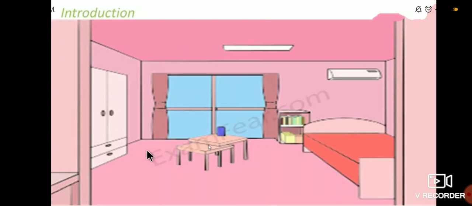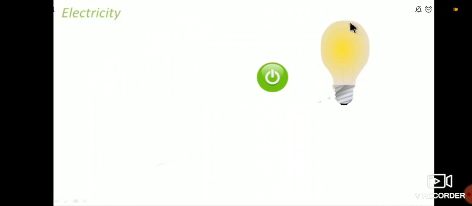Here the bulb is switched off. When the switch is off, the bulb will not glow. When the switch is on, the bulb will glow.